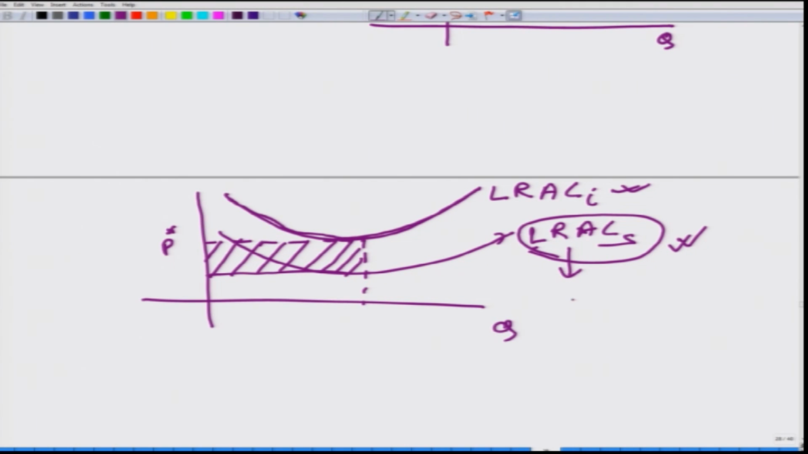So, when we are talking about this, we can say this shaded region is basically the economic rent paid to this special firm because of the special ability of that input. Now, let us talk about a special ability. What can be the special ability?